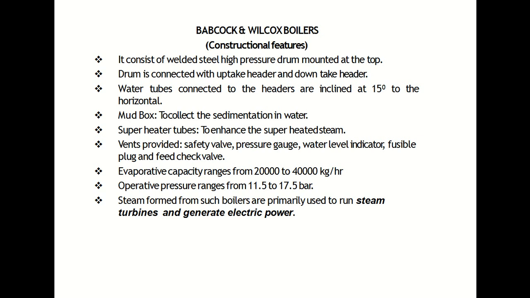Now, some points of the Babcock and Wilcox boiler, the constructional features. It consists of a welded steel high pressure drum mounted at the top. The drum is connected with the uptake header and downtake header to circulate the water through the tubes. Water tubes connected to the headers are inclined at 15 degrees to the horizontal. Mud box to collect the sedimentation in the water, we have already discussed. Superheater tubes to enhance the superheating of the steam. Then vents are provided on the drum for the safety valves, pressure gauges, water level indicator, fusible plug, and recheck valve.